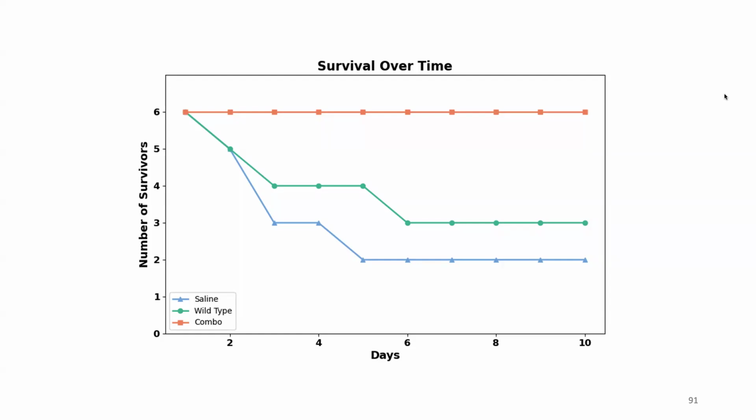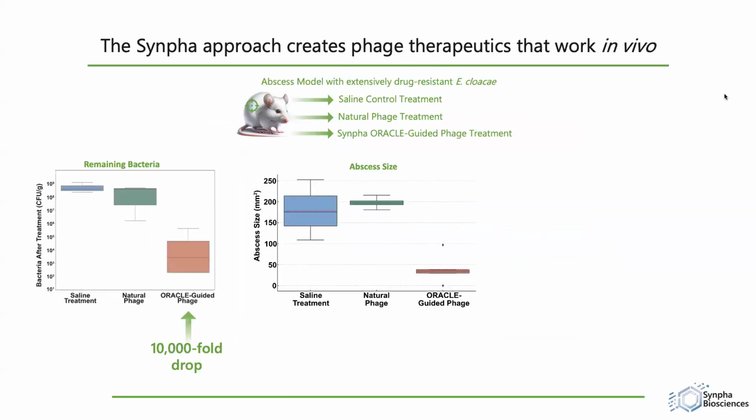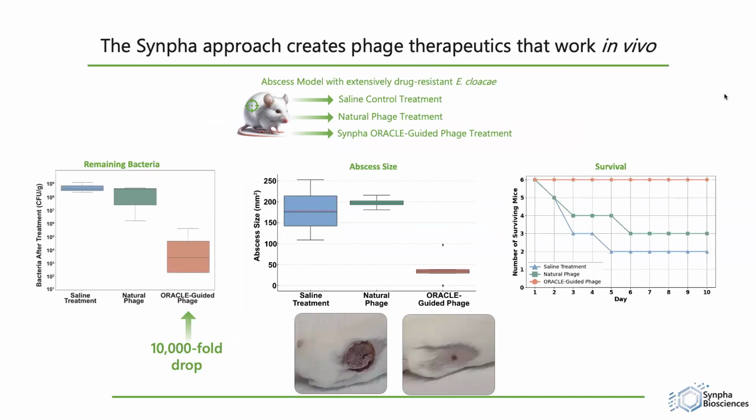What is promising for us is that in principle we can take the same approach and apply it to other classes of pathogens. So the other summary stats: this is the abscess size. This is the abscess size with the saline treatment, with natural phages, and with engineered phages, right? And here is the bacterial load.